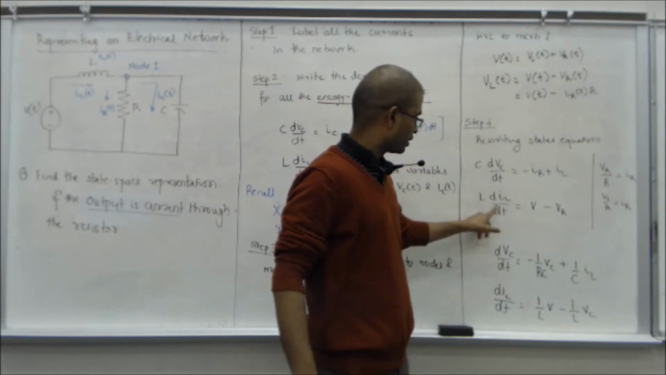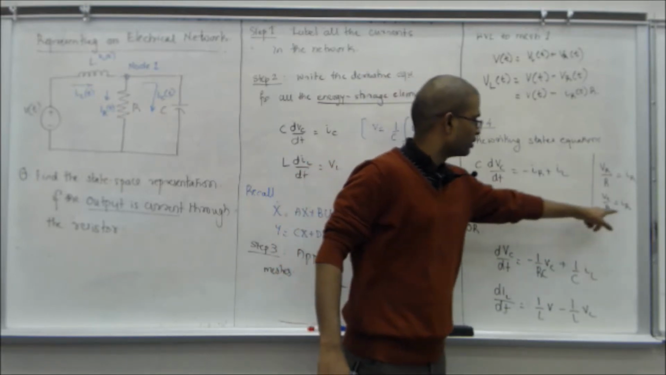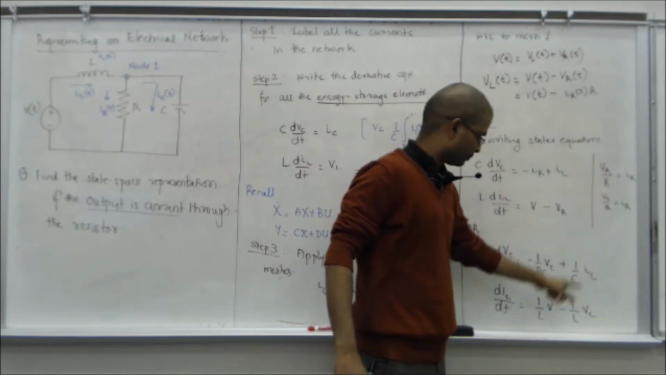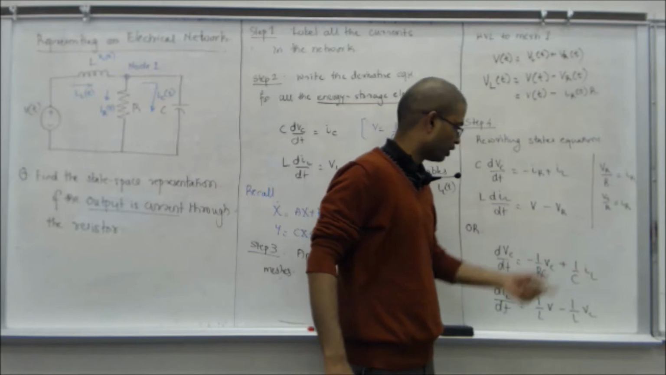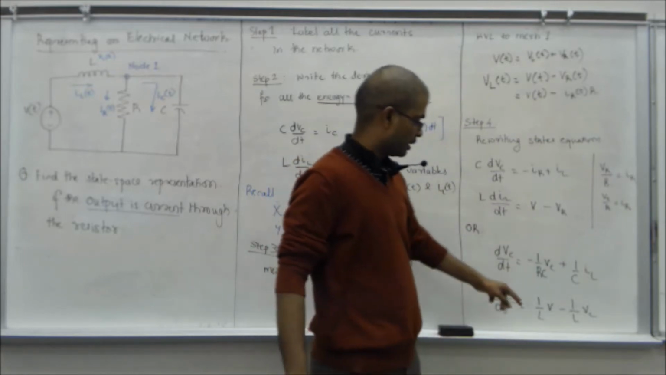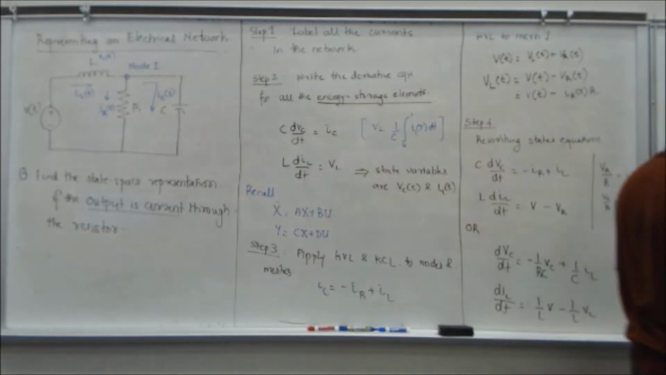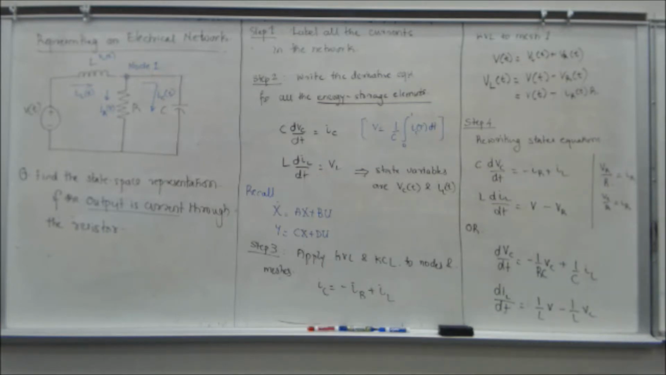Similarly, you will see that VR is same as VC, and L is moved to the denominator on the right hand side. If you notice, why did we do this? You have to understand why we did this. We still want to eliminate IR because it's not a state variable. Everything has to be in a state variable.